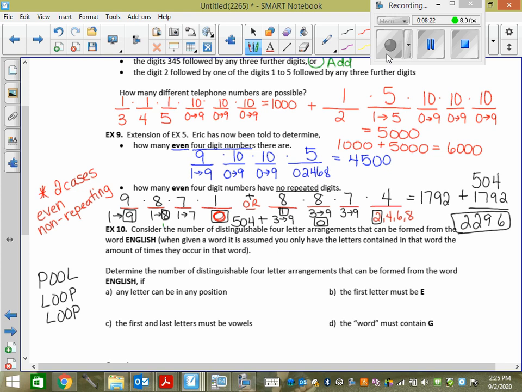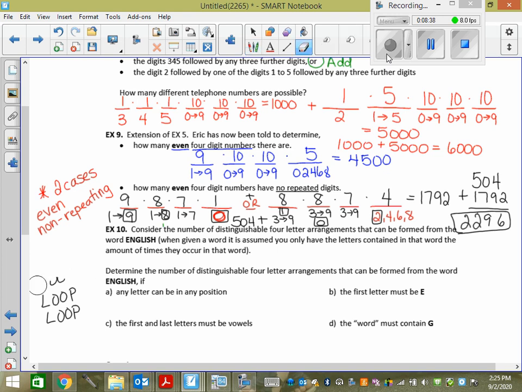If I swap the O's, they still look the same. That's what that means. And they're not looking for specific words. They're not making you look it up and see if it's really a word. The word could be E-E-E-P. So it doesn't have to be a real word. It just needs to be distinguishable. So you have to be able to tell the difference.